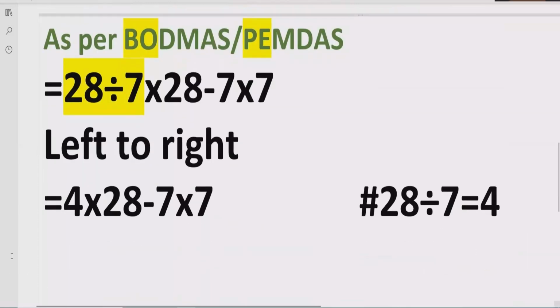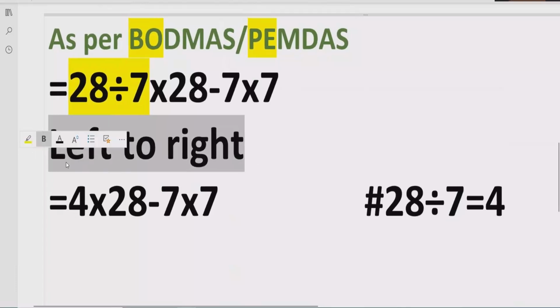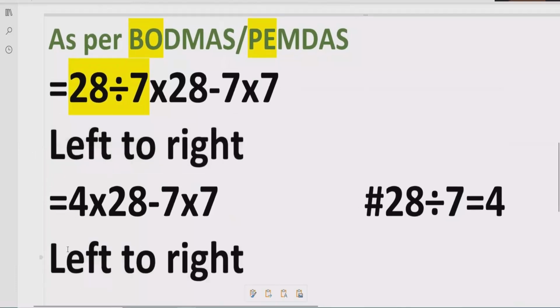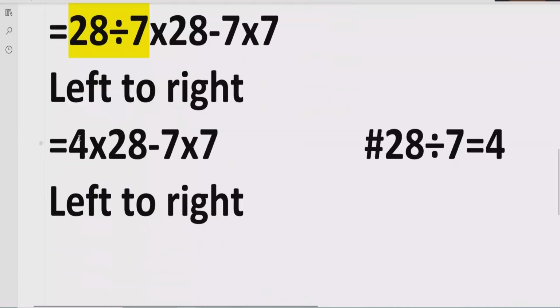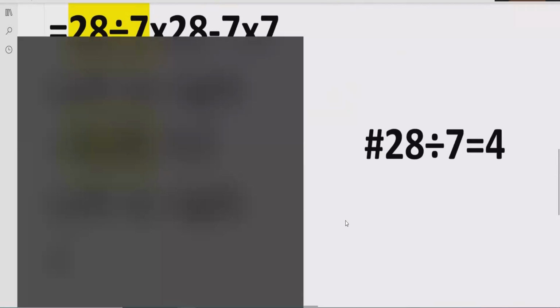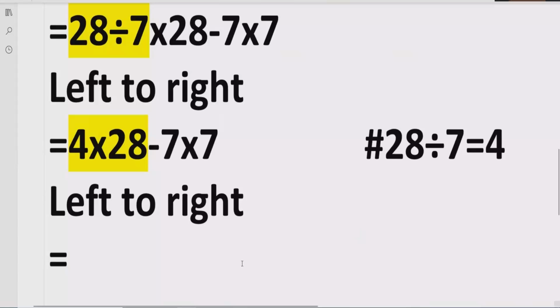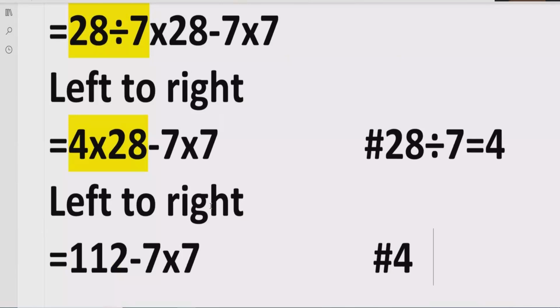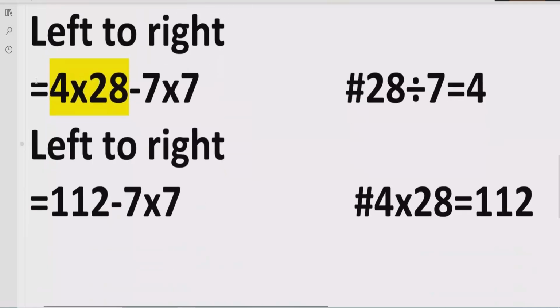Now again we go to step number three. We go left to right and find multiplication and division. Now we have the multiplication. First of all, we multiply these two terms: 4 multiplied by 28. Here we get the answer 112, right? And minus 7 multiplied by 7, we write as it is. Now we give the reference here: 4 multiplied by 28 equals 112.